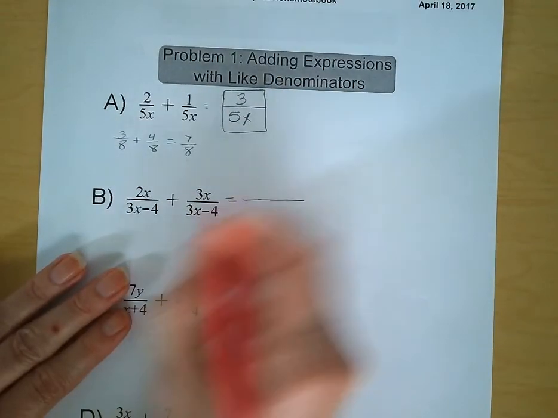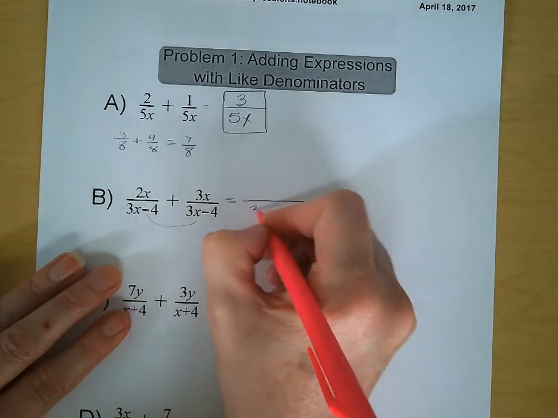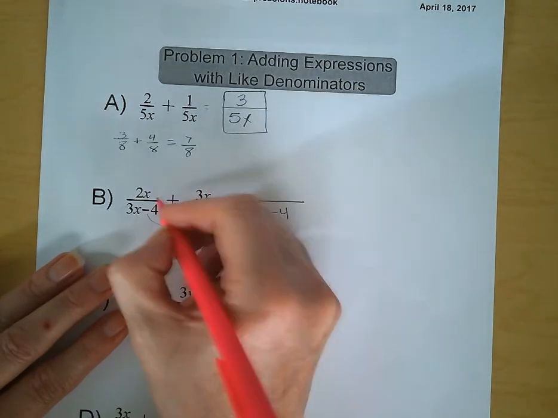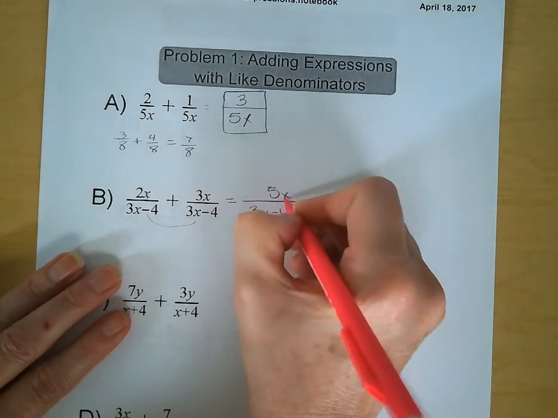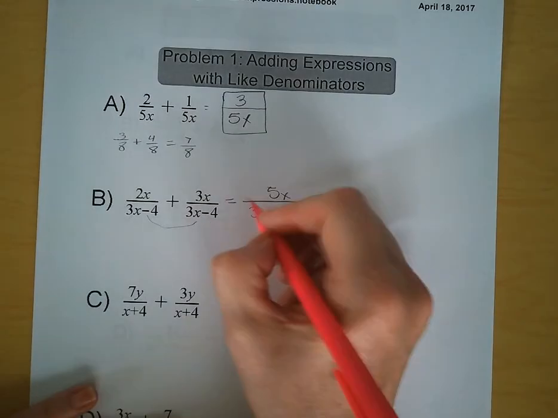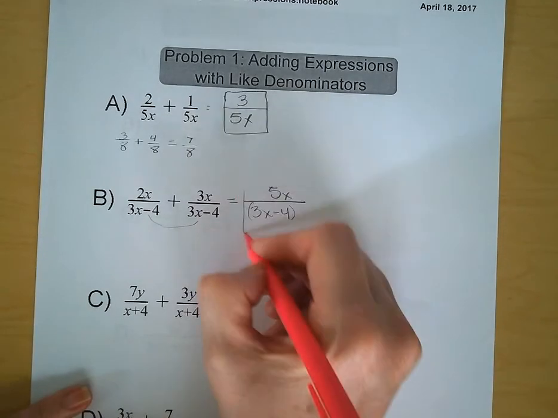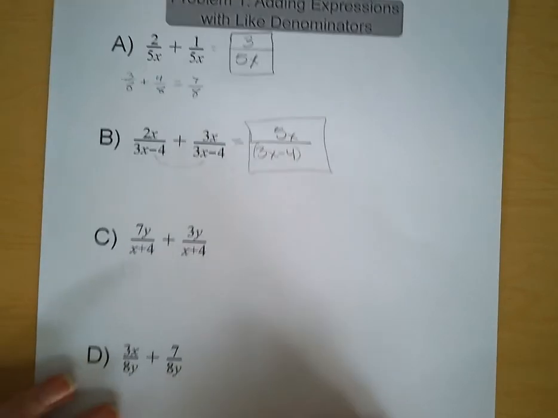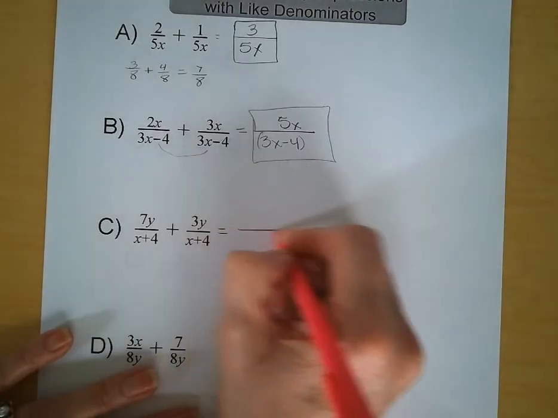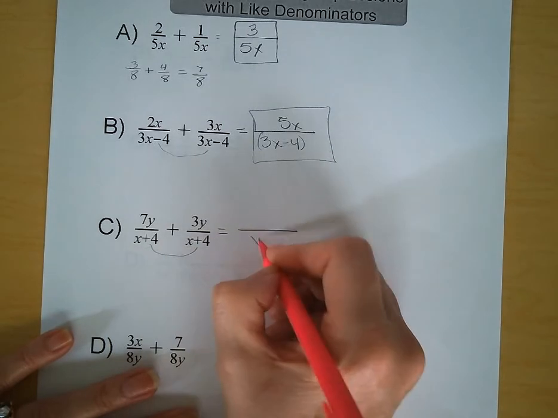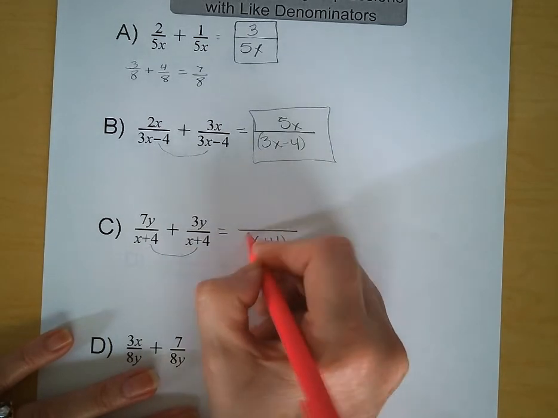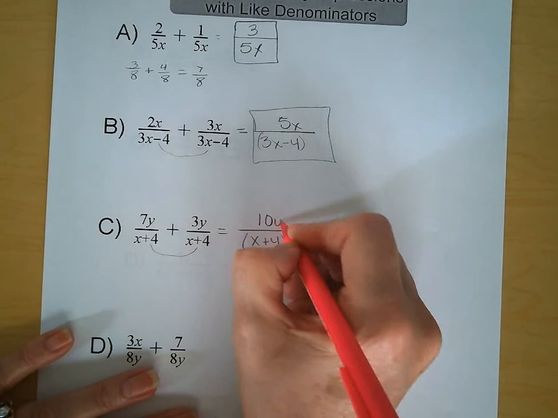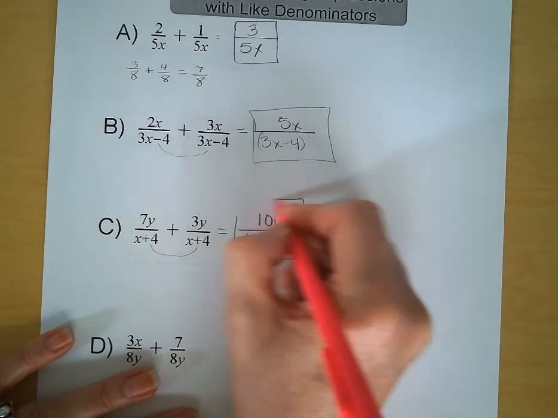Problem B, we've got 2x plus 3x, and we see that 3x minus 4 is the same denominator for both pieces. And it is just 5x over 3x minus 4. Problem C, we see that we have the same denominators. They are both x plus 4, so we rewrite that. Add the numerators. 7 plus 3 is 10y.